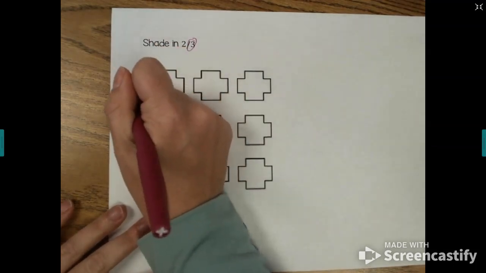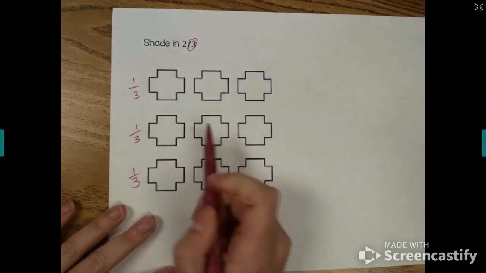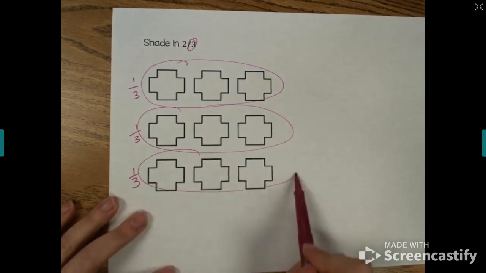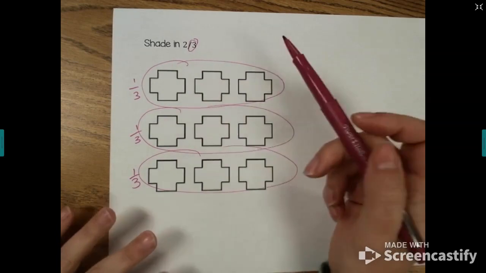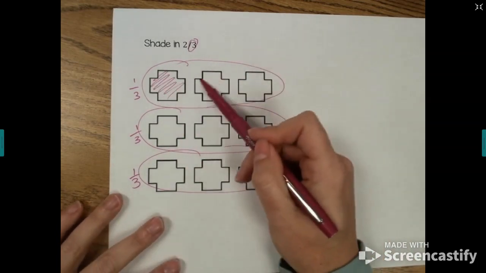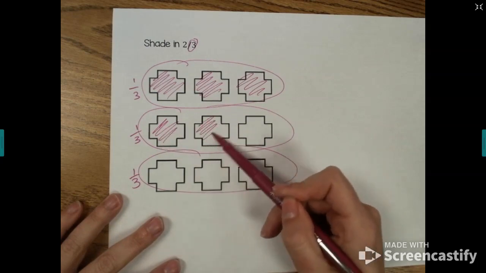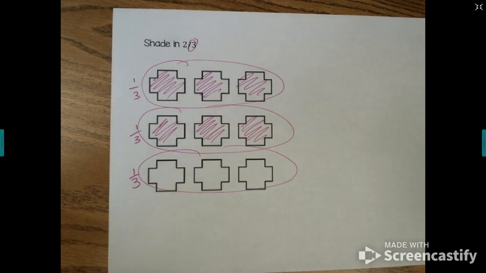So this is like your 1/3. This is 1/3, 1/3. So this is all a unit fraction right here. Here's your unit fractions. There's your thirds. Now I have to shade in 2/3. So I have to shade in 1 whole row and then 2 whole rows. So this right here is 2/3 shaded in.